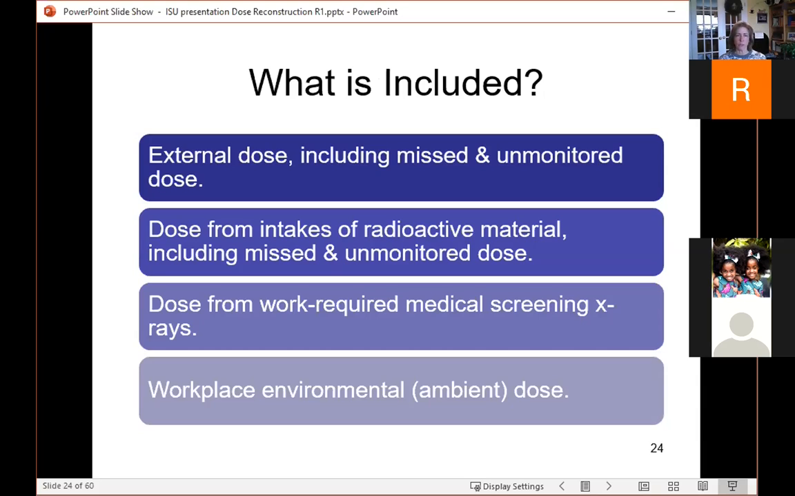Similarly, for internal dose, doses from intakes of material, including missed and unmonitored. And in the early days, the 40s and 50s, the detection limits associated with things like plutonium were pretty large. So missed dose can be a significant fraction of the dose that gets assigned to a person. We're also required to include dose from work-required medical screening x-rays, and ambient dose, so workplace environmental dose is included.